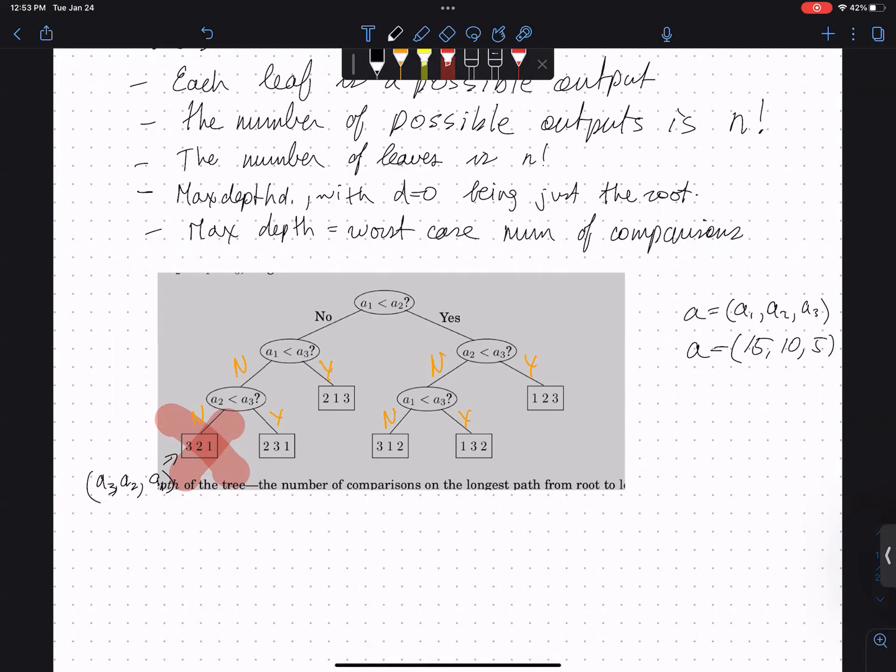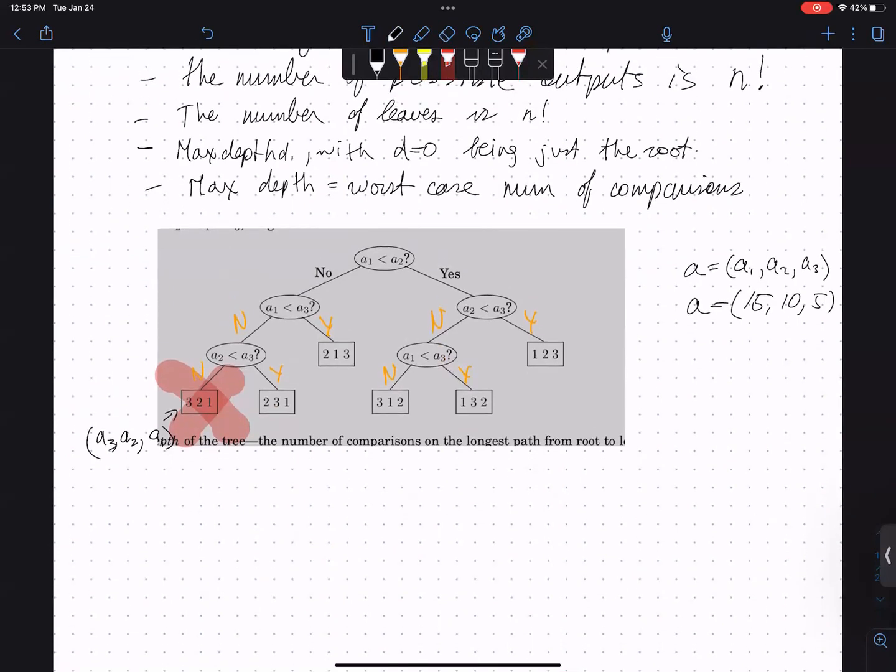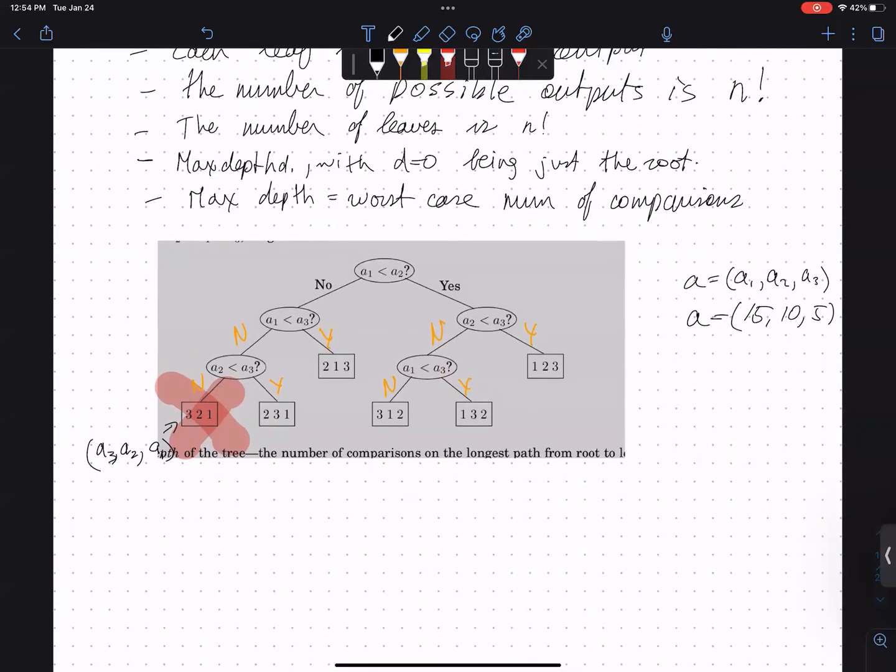All right, so we're going to try to argue about this max depth D and say that it's at least n log n. Yeah. Here the max depth is, if I say 0 is the root, so this is 1, 2, 3, it would be 3.